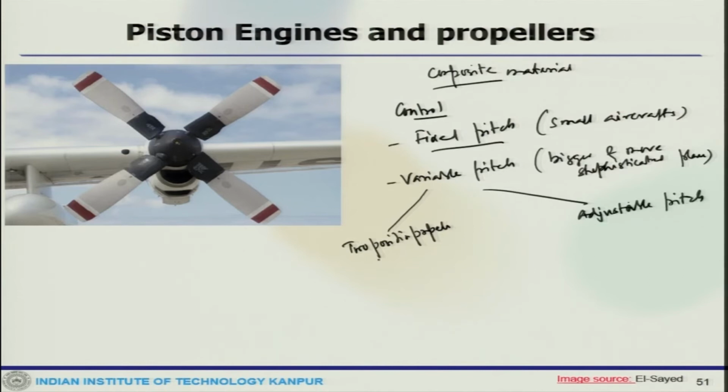Now, when you talk about the two position propeller, the blades are limited to two angles. One for takeoff and climb, low speed operation, and the other for cruising, which is high speed operation. Whereas in adjustable pitch, the pitch can be altered by the pilot. The controllable pitch type has an automatic mechanism to adjust its own pitch to match the flying requirement. Okay.